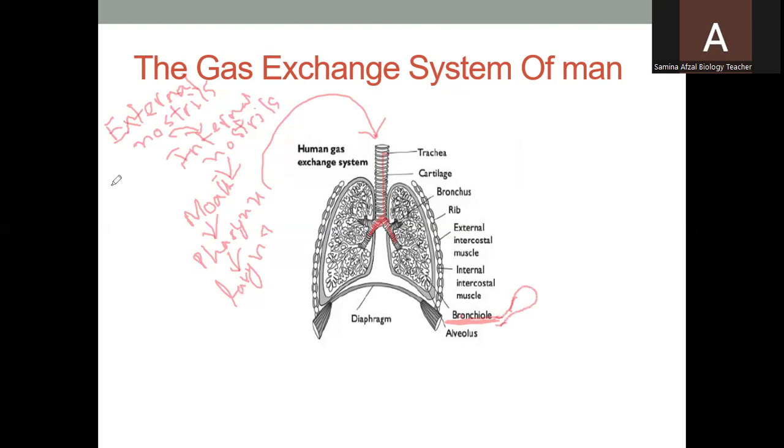And for the human gas exchange system, to exchange the gases, ribs are there which protect the lungs. External intercostal muscles, internal intercostal muscles. External intercostal muscles are present on the outer side of the ribs and internal intercostal muscles are present inside the ribs. A thin membrane is present at the base of the respiratory system. So this thin surface is called the diaphragm, which helps in exchange of gases.